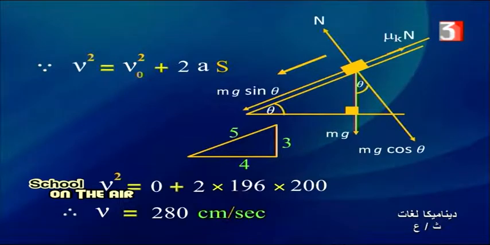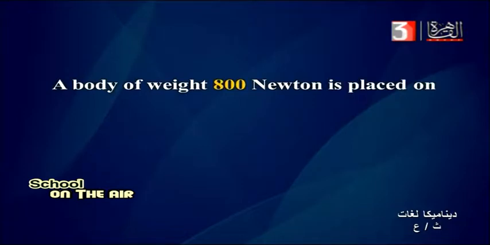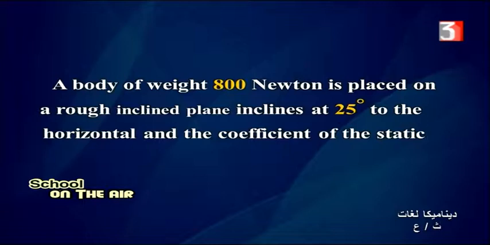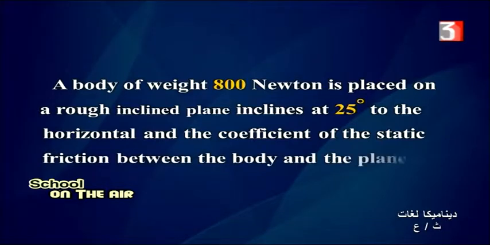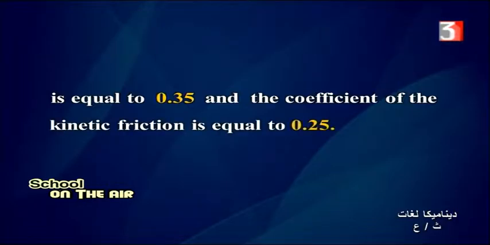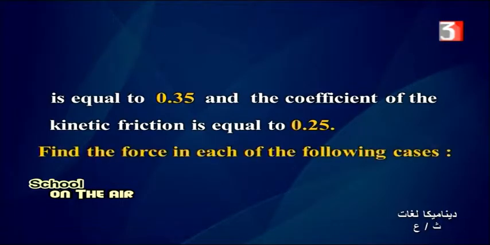Now we move to the next example. A body of weight 800 Newton is placed on a rough inclined plane, inclined at 25 degrees to the horizontal, and the coefficient of the static friction between the body and the plane is equal to 0.35, and the coefficient of the kinetic friction is equal to 0.25. Find the force F in each of the following cases.